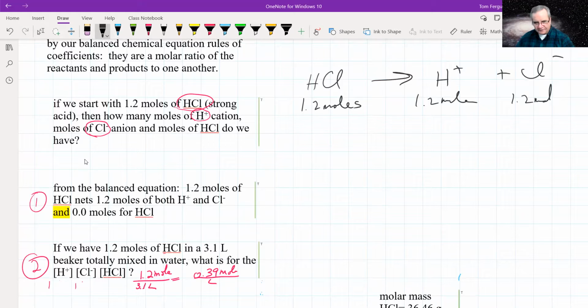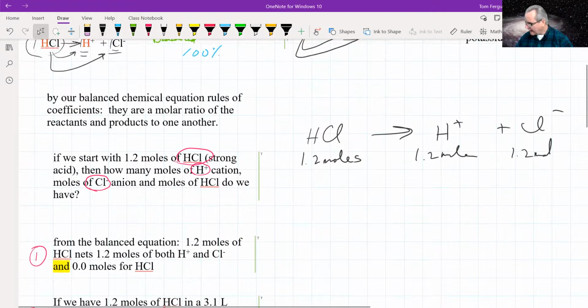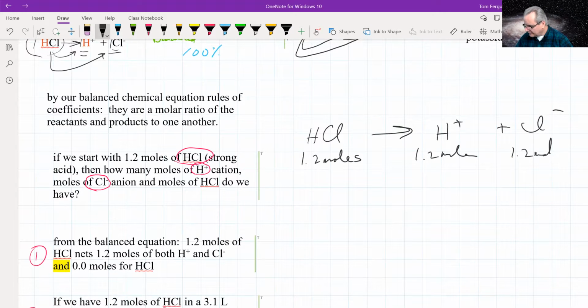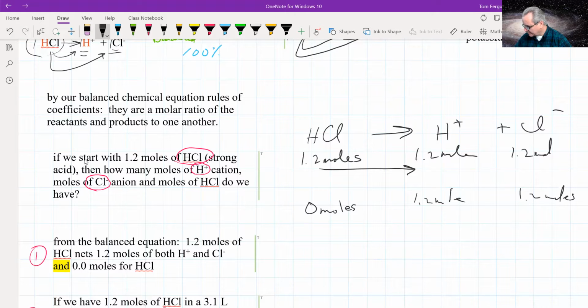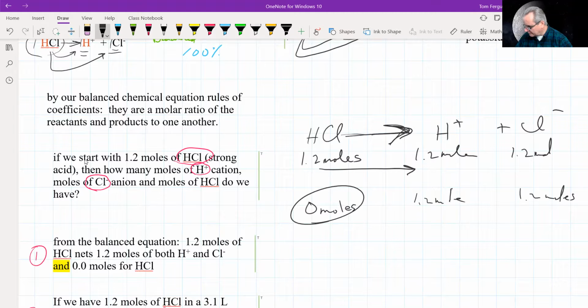Now, after we put this in water, however, this totally goes over here. So now, after it stabilizes, we have 0 moles of this and 1.2 moles here. Okay, so this totally goes this way, 100%. So there's none of that left. It's all broken up.